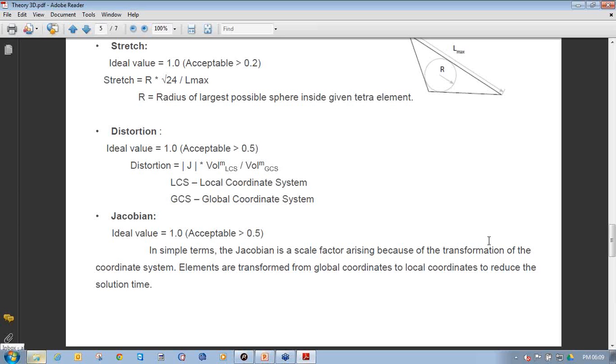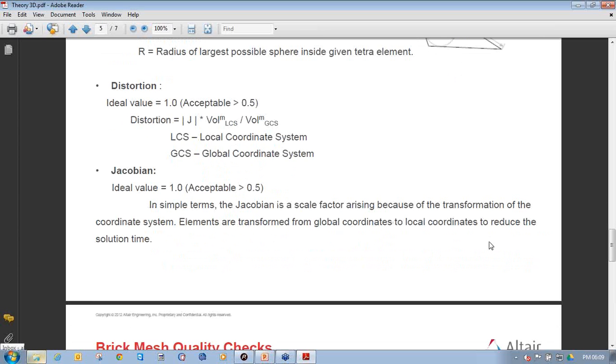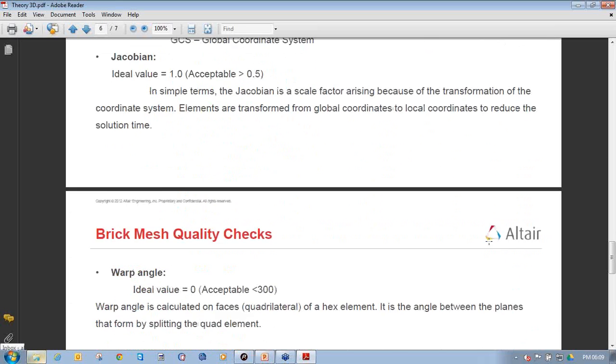The Jacobian definition is the same as for the 2D elements, but the ideal value is 1 for tetra elements and acceptable range is that it should be greater than 0.5 for tetra elements. So in simple terms, the Jacobian is a scale factor arising because of transformation of the coordinate systems. Elements are transformed from global coordinate system to local coordinate system to reduce the solution time. So Jacobian is found as the scale factor between local coordinate system and global coordinate system.